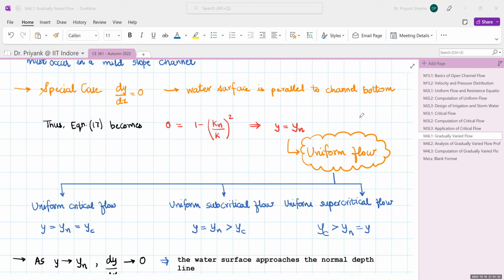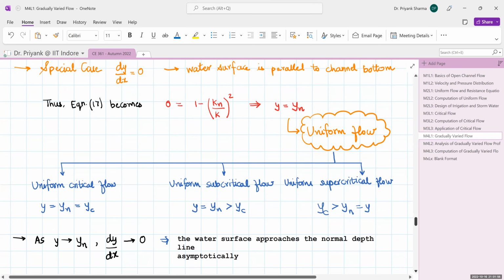So there can be three types of uniform flow. Uniform critical flow, where y equals yn equals yc. Uniform subcritical flow, where y is equal to yn but yn is greater than yc. And uniform supercritical flow, where yc is greater than yn, equal to y. Okay, so that is about the characteristics of flow profiles.